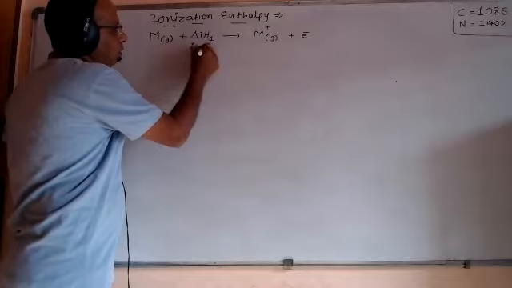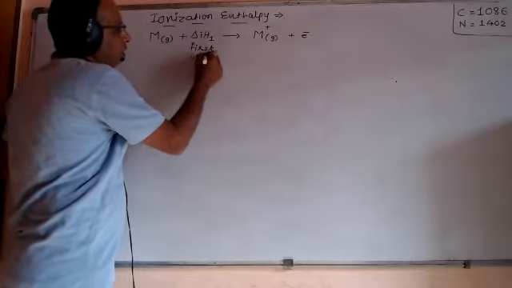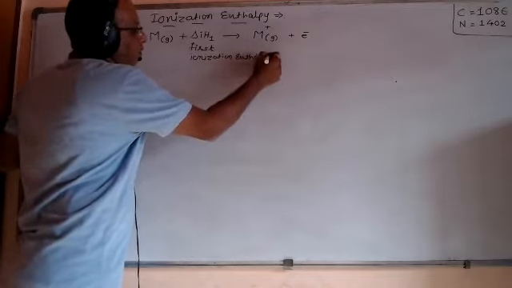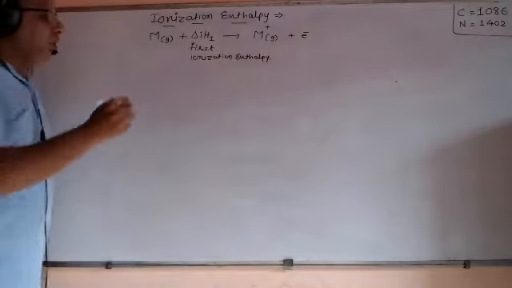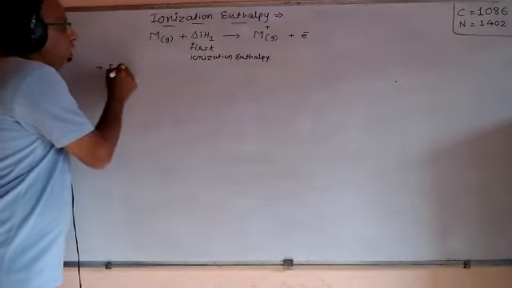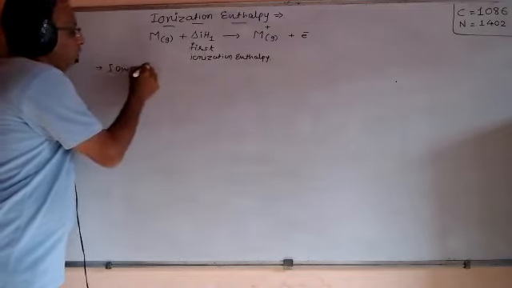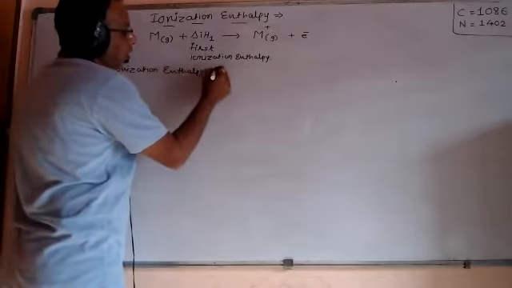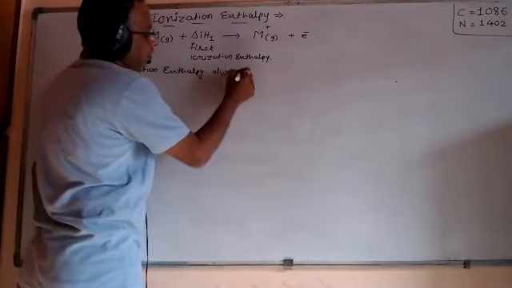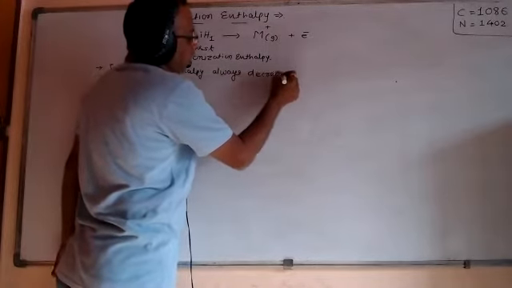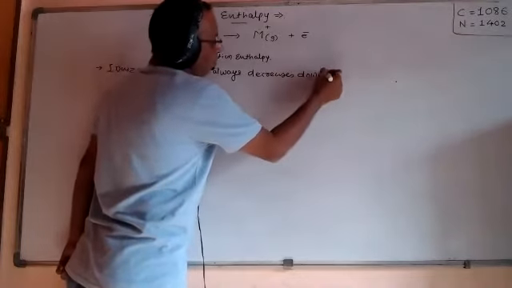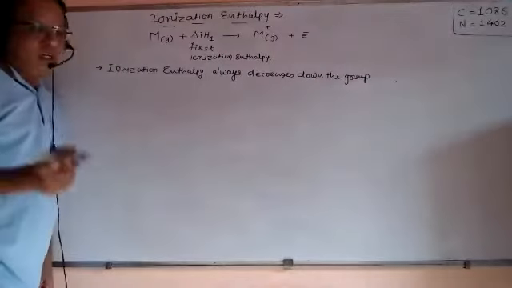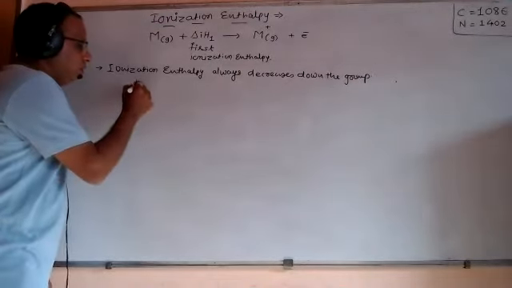This is called first ionization enthalpy. In normal conditions, ionization enthalpy always decreases down the group. Now let's check why it is possible.